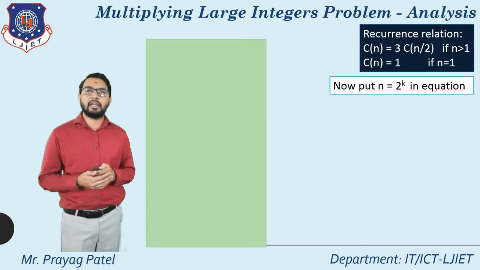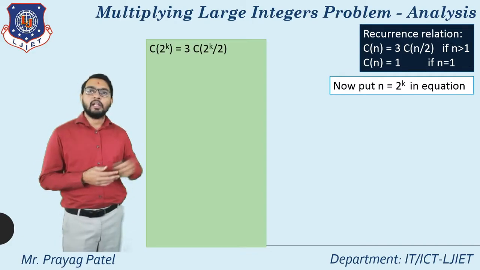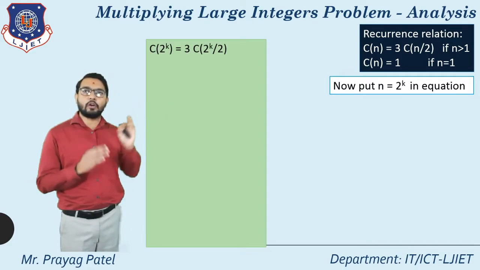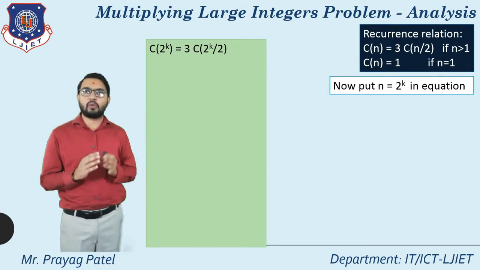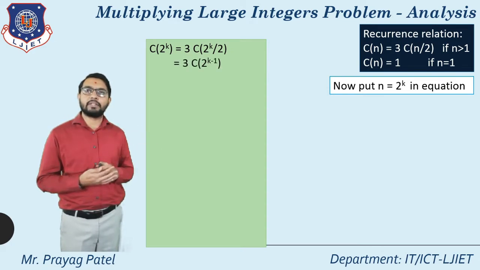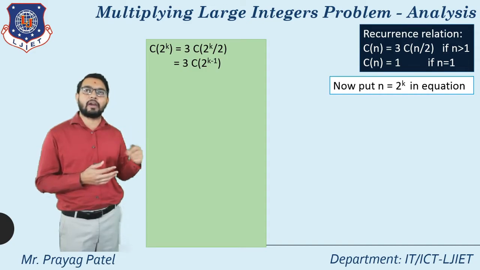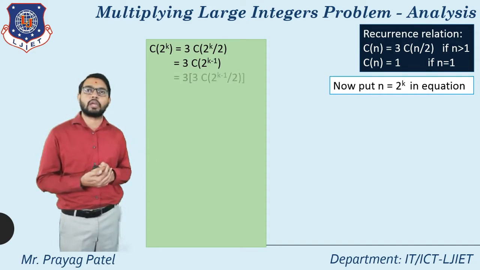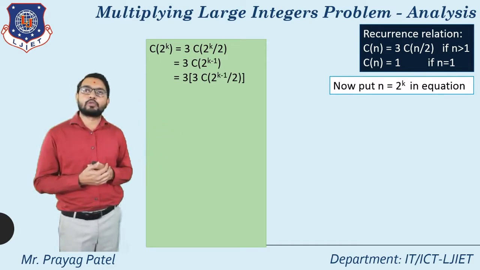So we can consider the equation as C of n equal to 3C(n/2). In this case, put the value of n as 2 raised to k. So C of 2^k equals 3C(2^k / 2). Now solve this equation. So 3C(2^(k-1)), because 2^k divided by 2 raised to 1 means 2^(k-1). Now find the value of C of 2^(k-1) repeatedly, or recursively.